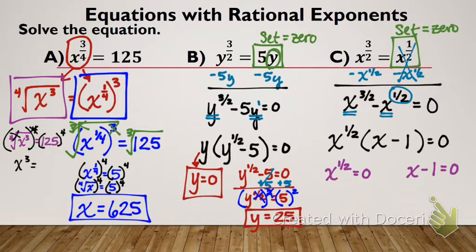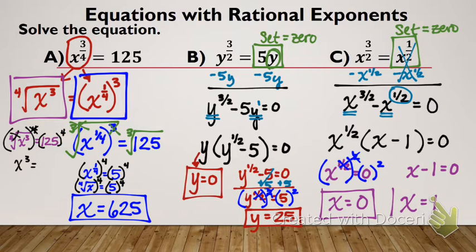How do I get rid of that 1/2 power again? Square it. What do I get when I square 0, though? I get 0. So one of my solutions is x equals 0. What is the other solution? X equals 1. Awesome.